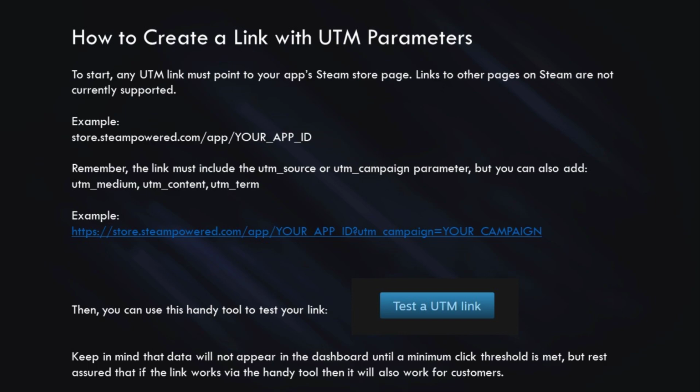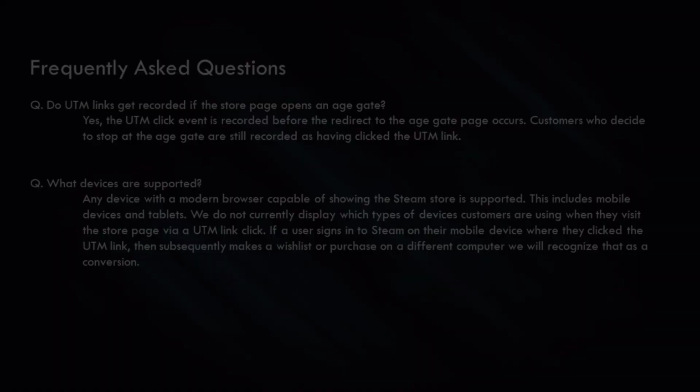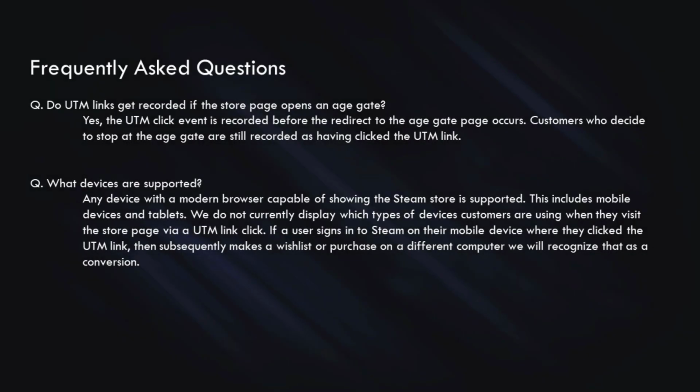All right, once you've made your link, from the UTM Analytics dashboard, you can click the Test a UTM Link button to test out your link. Just keep in mind that data will not appear in the dashboard until a minimum click threshold is met. But rest assured that if the link works via this handy tool that we provided, then it will also work for customers.